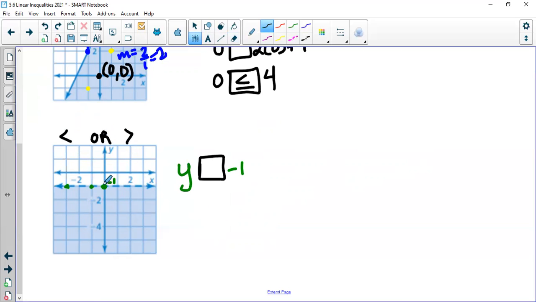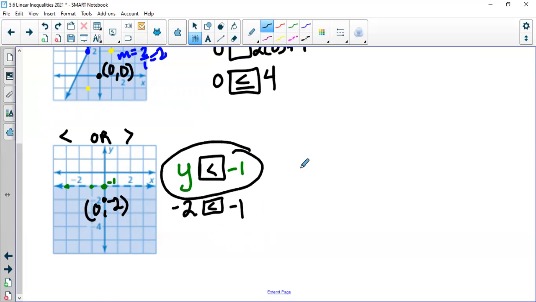So I'm going to test a point that makes it true. Let's look at this point. This is -2, actually 0, -2 technically, even though we don't have an x in this relationship. So here we know -2 makes this true. So -2, how does -2 compare to -1? Well, -2 is less than -1. So in our inequality, y is less than -1. So that inequality is y is less than -1.